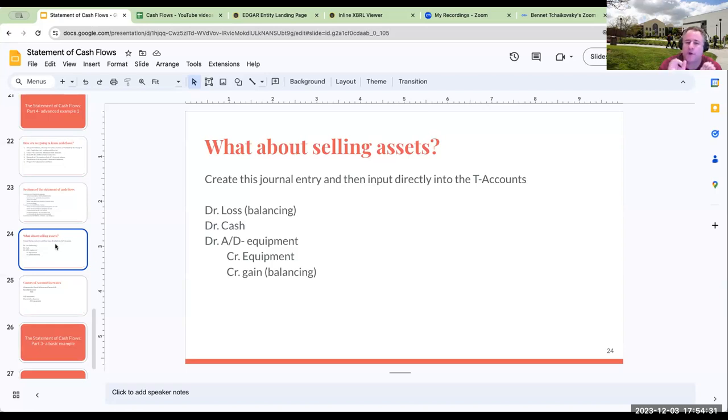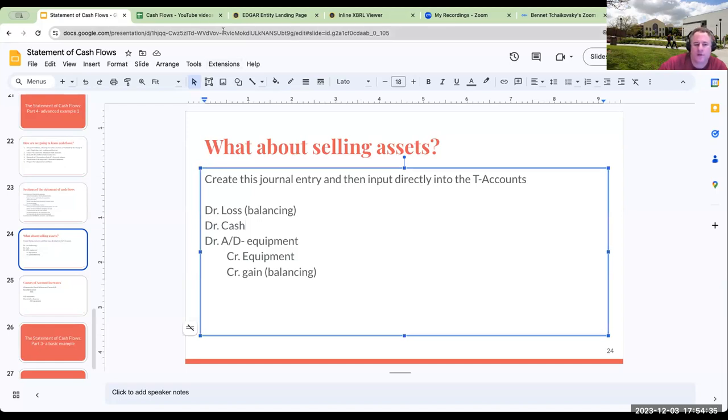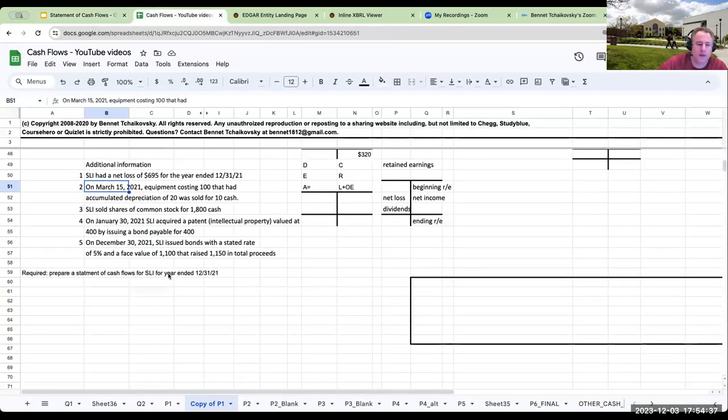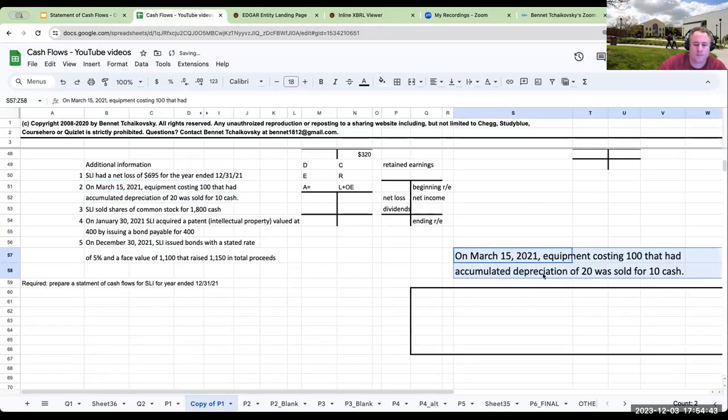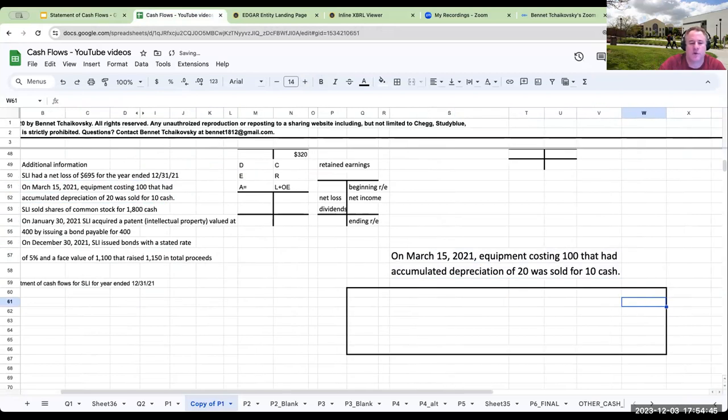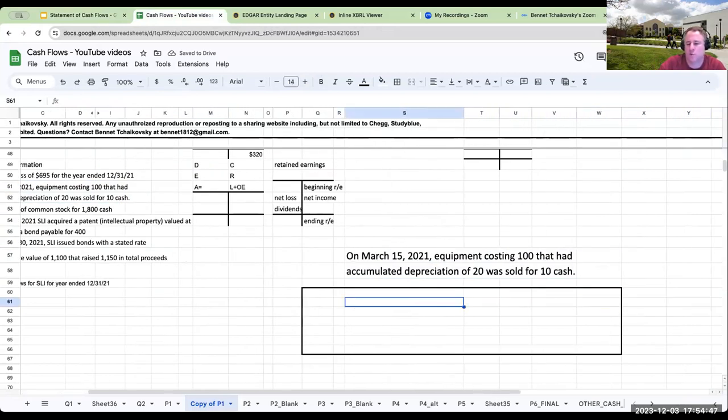Okay. Now, very important about where things go. Let's go through and do this one. Okay. So right over here, on March 15th, 2021, equipment costing 100 that had accumulated depreciation of 20 was sold for 10,000 cash. Let's write this out as a journal entry.